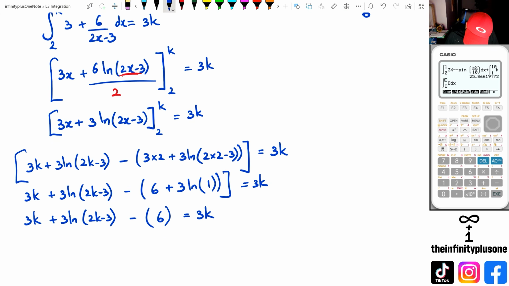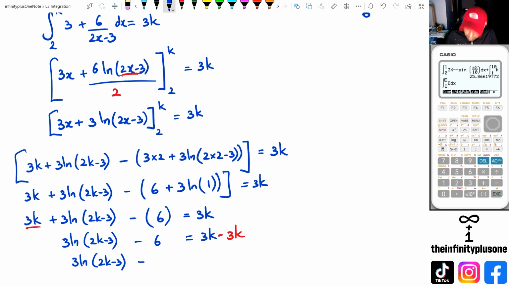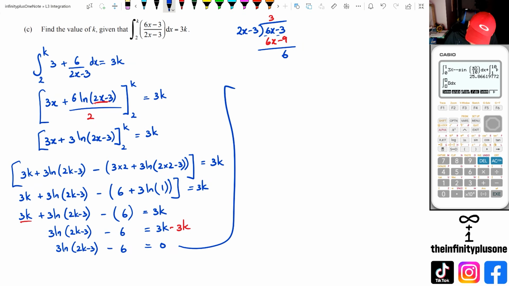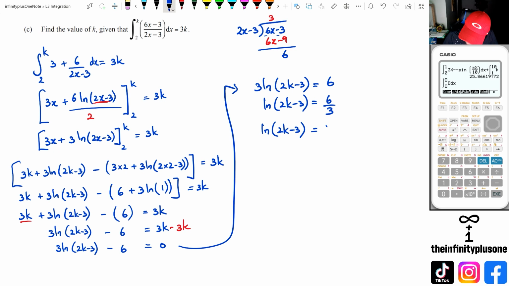The two 3k's cancel out each other, and I've got 3 ln of 2k minus 3 minus 6 is equal to, I'm just going to put that there anyway, just in case people go, where did that 3k go? So this is this 3k here. So then I've got 3 ln of 2k minus 3 minus 6 is equal to 0. Carry on here. I've got 3 ln of 2k minus 3 equals positive 6. ln of 2k minus 3 is equal to 6 divided by 3. ln of 2k minus 3 is equal to 2.